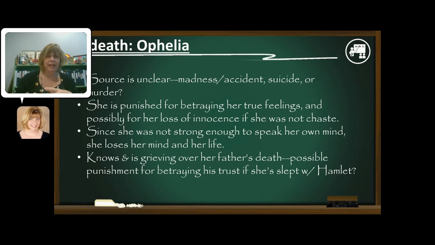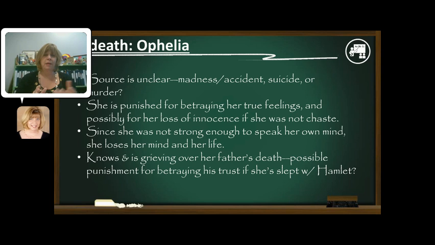Now, why does Ophelia have to die? What did she do that was wrong? Well, in the play, she betrays her true feelings and possibly her loss of innocence. If she does indeed sleep with Hamlet without being married to him, it's a little severe a punishment, we know, but there is this idea that she's not strong enough to speak her own mind, that she doesn't trust Hamlet, she doesn't trust Hamlet's love for her or her love for him, and it's this tension between what her father tells her to do, what her brother tells her to do, what Hamlet tells her to do, that she's just too weak, and that's what kind of breaks apart her mind and her brain.